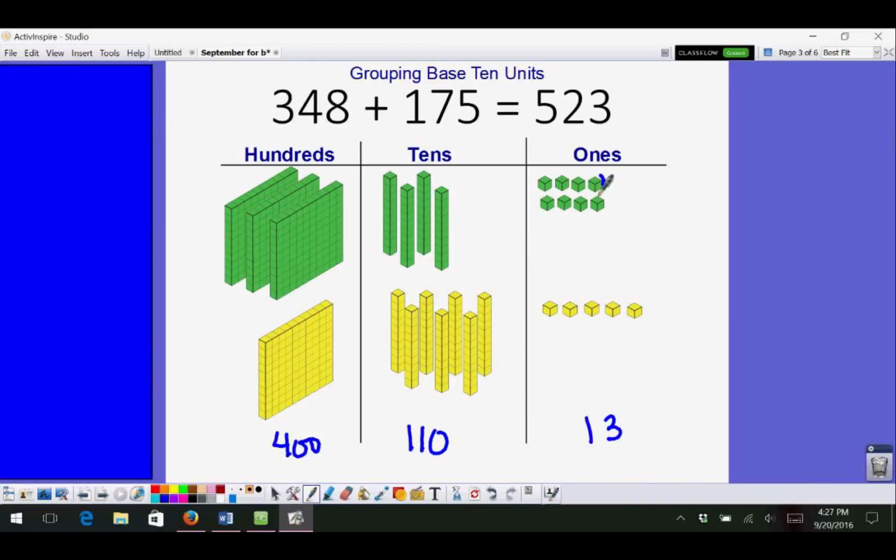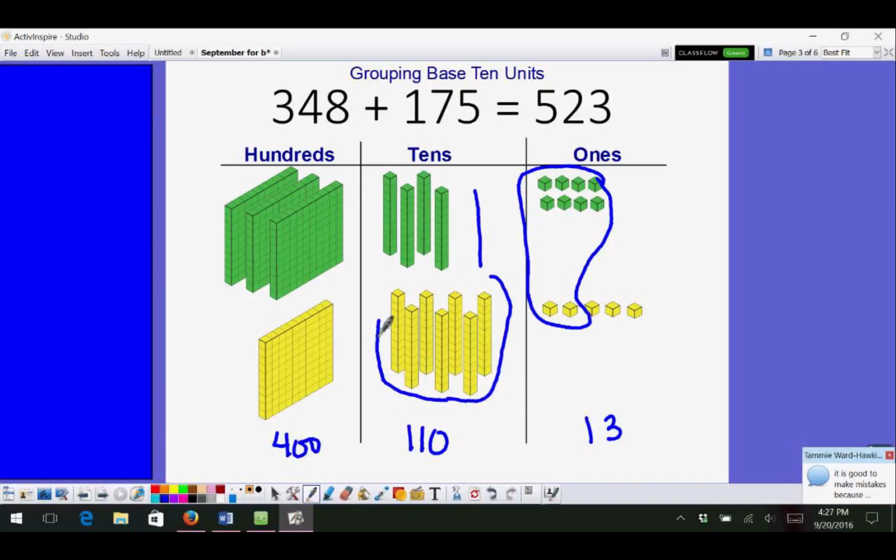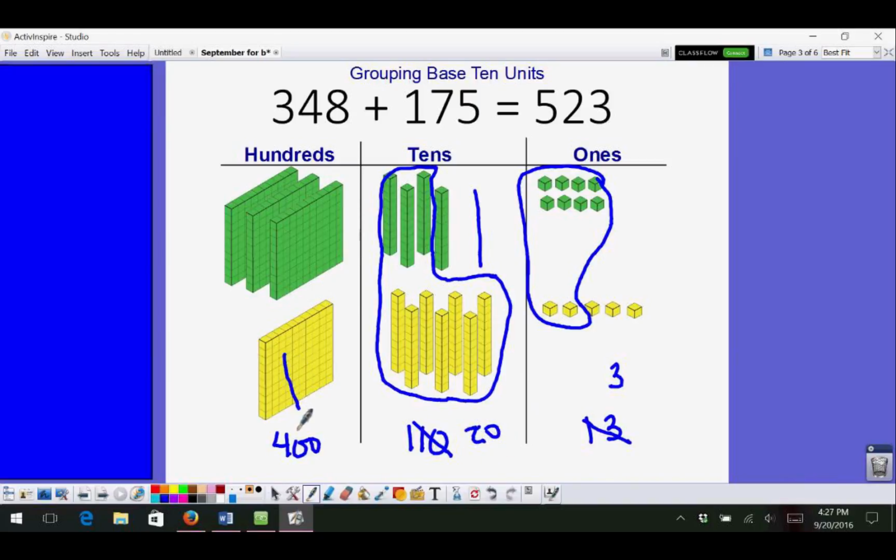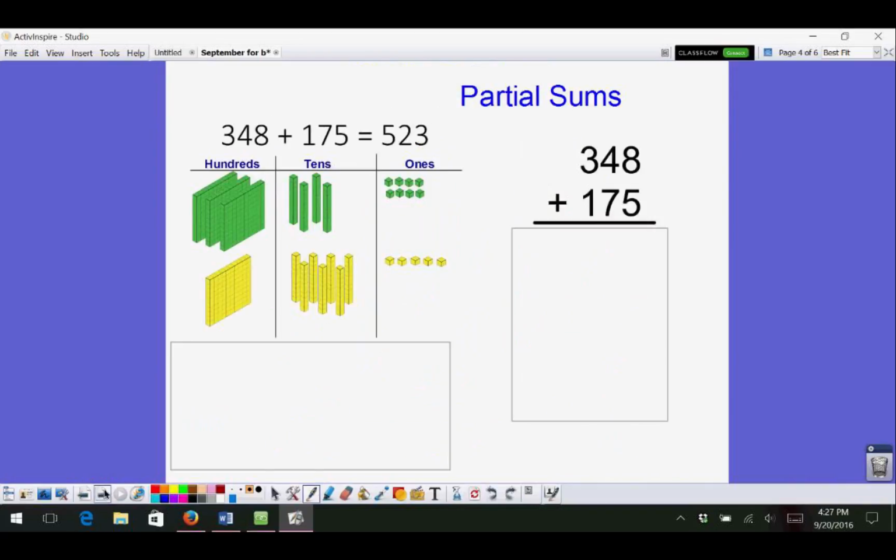So I can say, all right, instead of 13 ones, here's 8, 9, 10. That's going to become another 10. Here's 7, 8, 9, 10 longs. That's going to become, so this is now 3. This is now 20. I just made another flat for over here. Forgive me, I'm out of practice drawing squares. There's my 523. Kind of messy here, but let's look at it again.